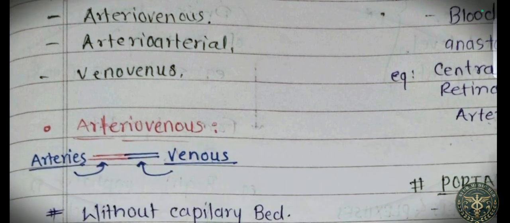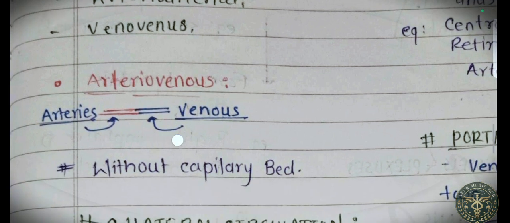Then the most important is arteriovenous anastomosis, where the arteries and veins are connected, as you can see in the diagram, but there is no capillary bed. It is a direct connection of an artery to a vein.